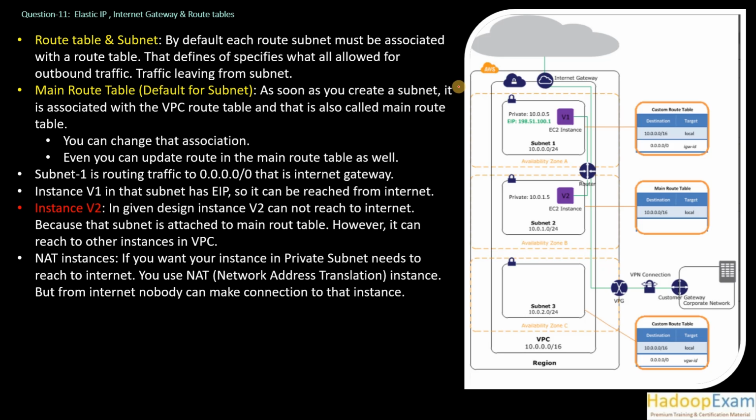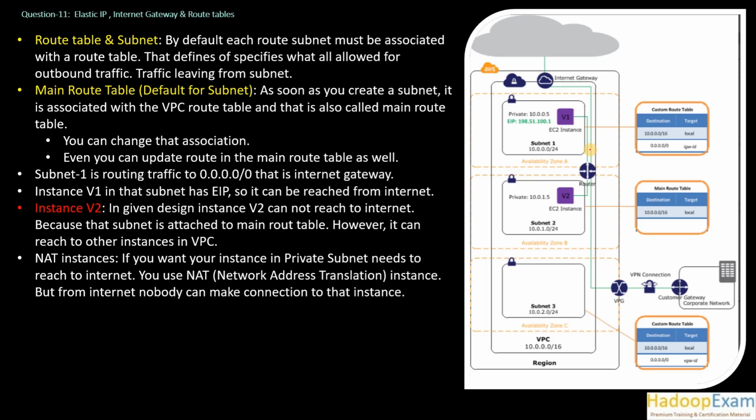You can change the association of this subnet to a different route table, as we have been doing with the first subnet and third subnet. You can even update the route in the main table. It's not necessary that you keep this; you can change this configuration in the main route table as well.